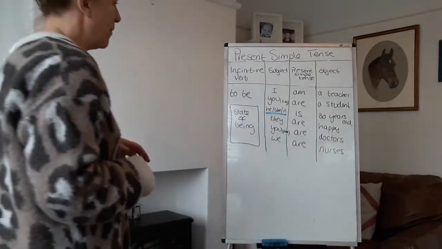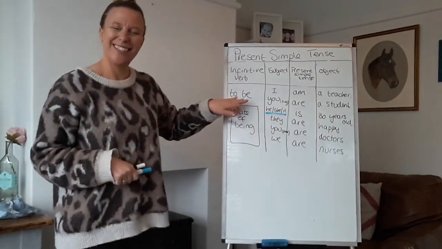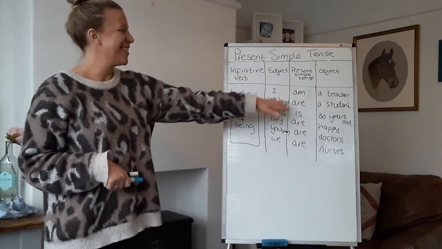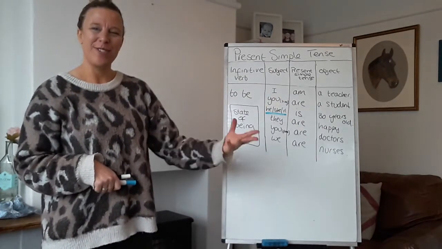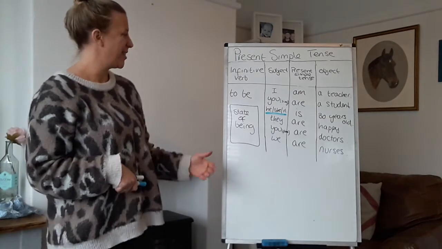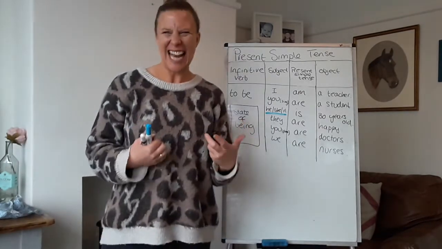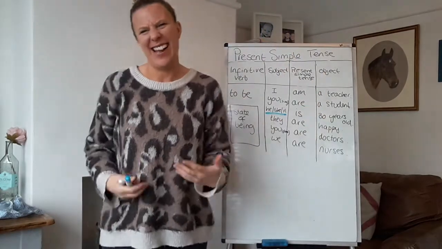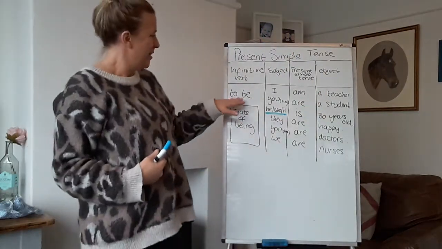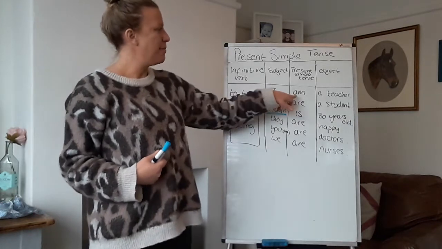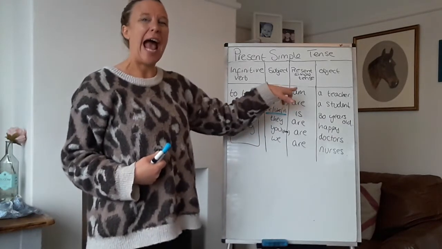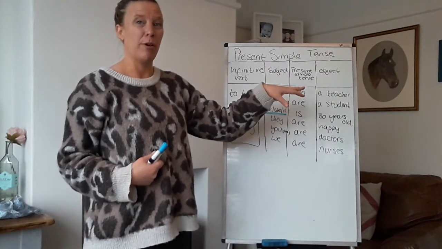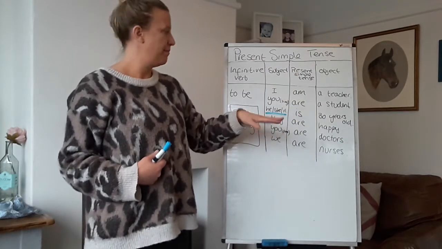Okay, so one verb, the verb to be, is a bit annoying. Quite an annoying verb, because it changes with several of the subjects. So the verb to be, it's like the state of being. I don't know how to describe it really. So with I, be becomes am. I am. Be becomes am with I. I am a teacher.